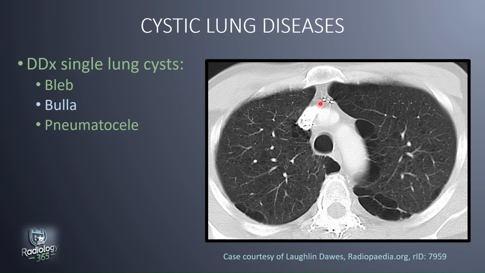Then, still on the single lung cysts, a bulla is an air-filled emphysematous space, also usually subpleural, similar to the bleb, but this time it measures more than 1 centimeter. A giant bulla should occupy at least 30% of the volume of the thorax.